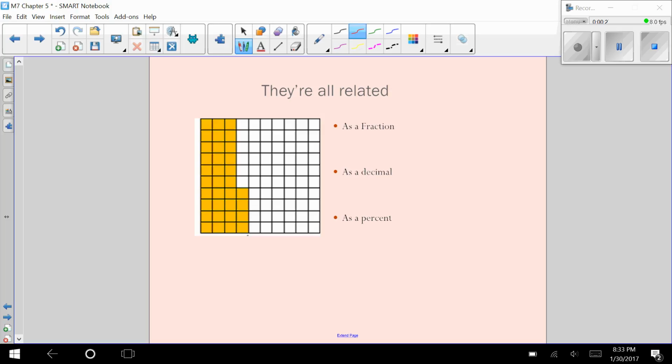In this box, 34 out of the 100 boxes are shaded. That reduces to 17 over 50. As a decimal, that's 0.34, 34 hundredths. As a percent, that is 34%. So we're going to be talking about how those are all related today.